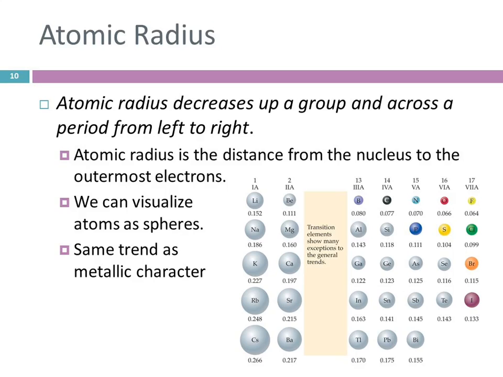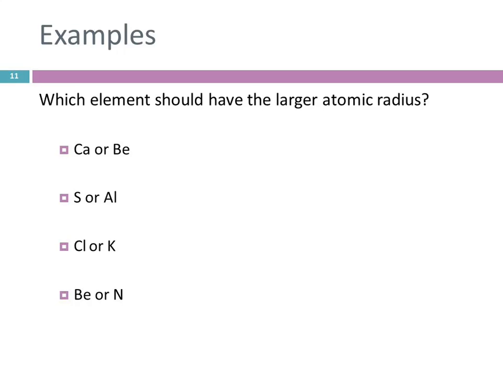Okay? So we should be able to look just at the periodic table and compare two elements and say which is more metallic and which is larger or smaller. Okay? So let's do that. You may have to look at the wall. Which element should have the larger atomic radius, calcium or beryllium? Yeah, calcium, because calcium is lower. They're both in group 2A, but calcium is below. And as you go up, they get smaller. So calcium should be larger.